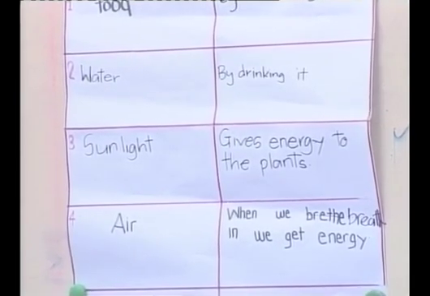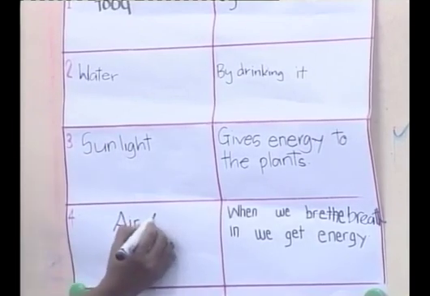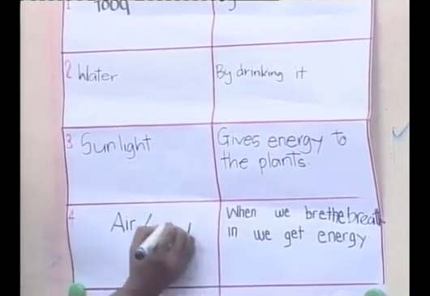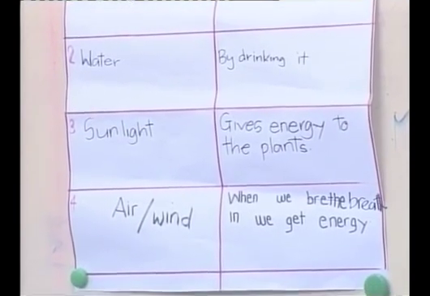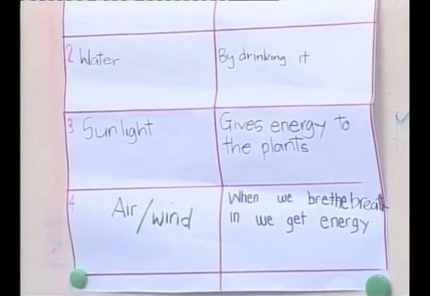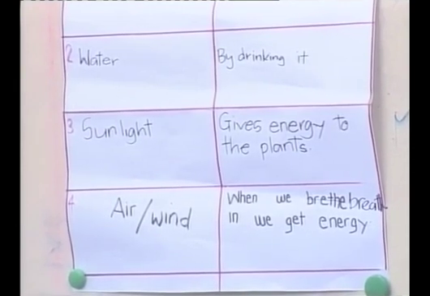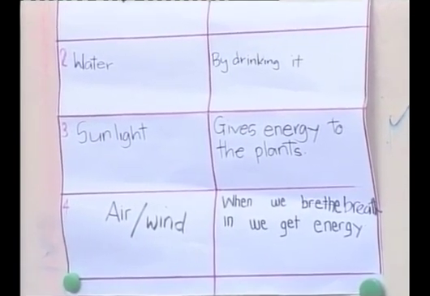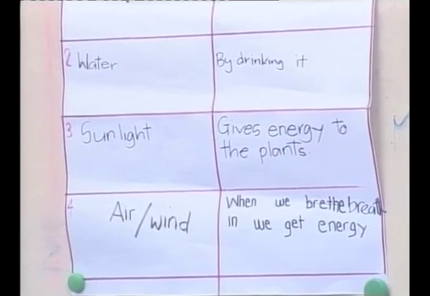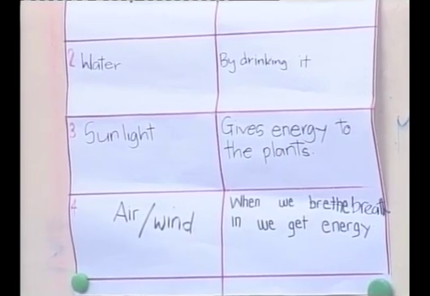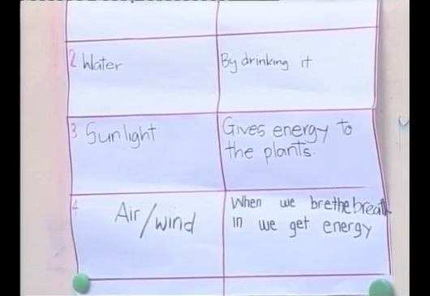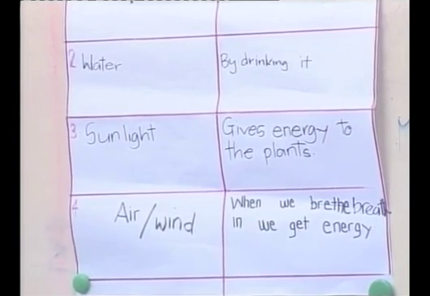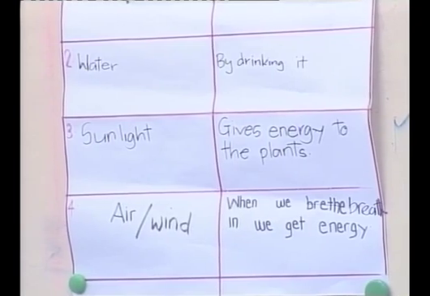And last one, air. You can also write wind, W-I-N-D, right? Air is also one main source of energy, and we breathe air to live, and also wind can help to blow things to move, like a sailing boat or a sailing canoe. The wind has the energy to make that boat or sailing canoe to move.